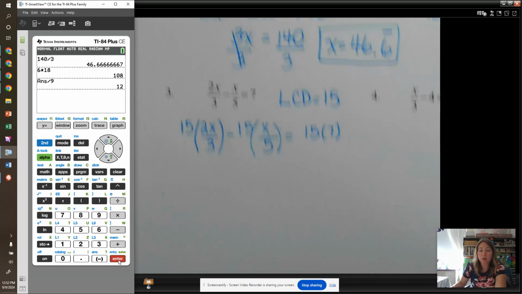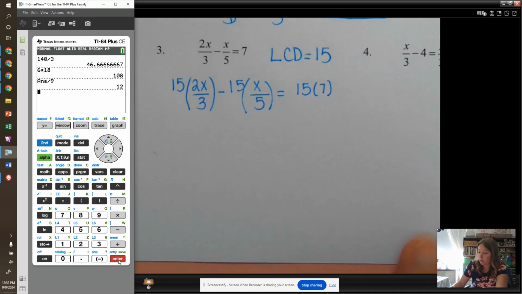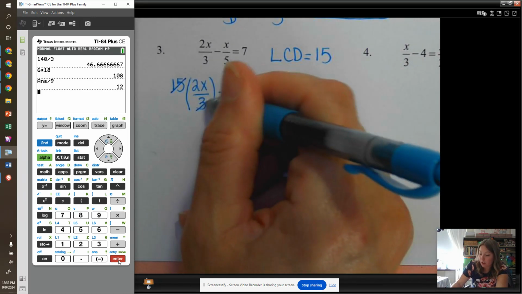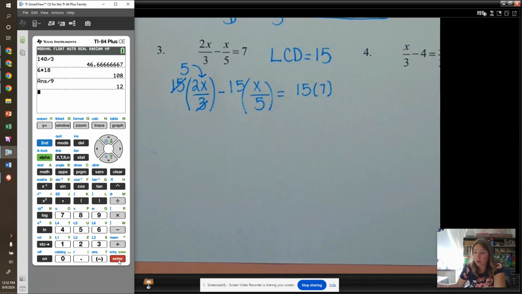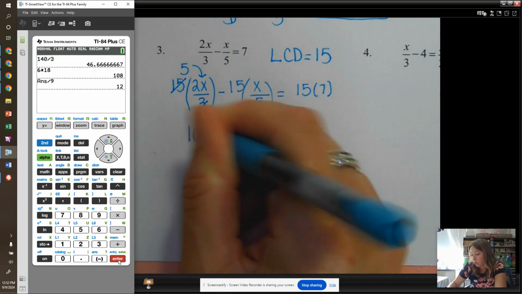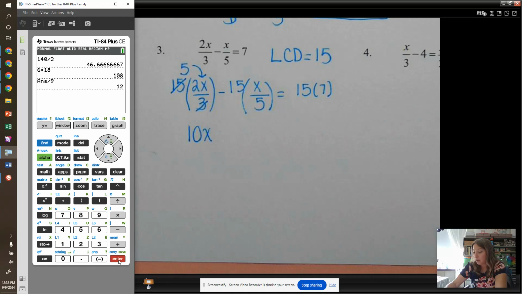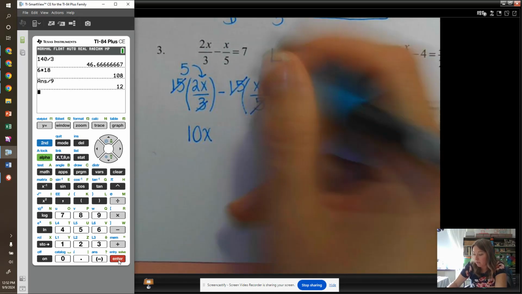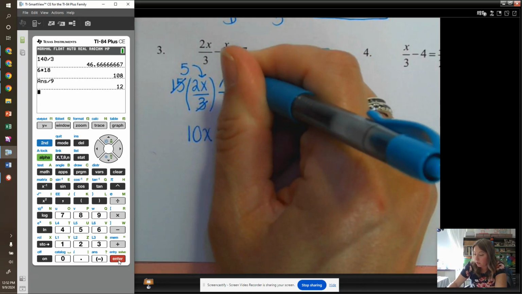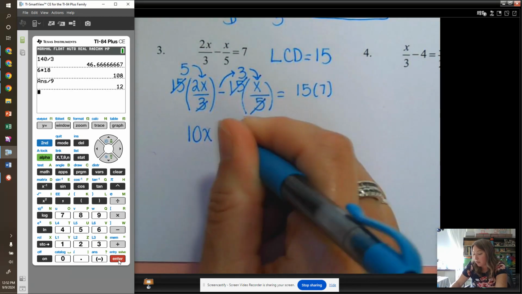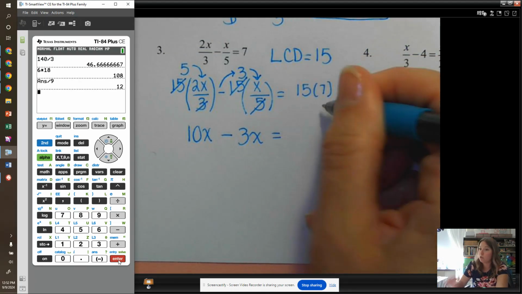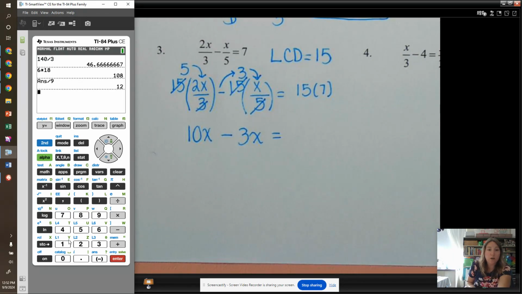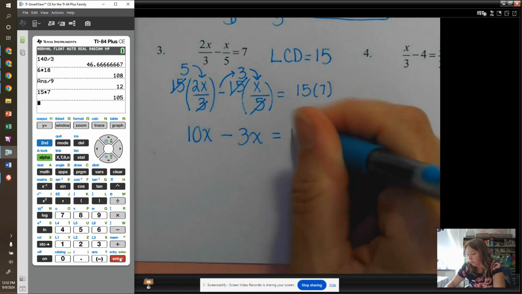Okay, now remember, the LCD cancels out with denominators. So 15 divided by 3, 5 is left over, and that now gets multiplied by the numerator. So I get 5 times 2x is 10x. 15 divided by 5, that cancels out to a 3, but it's negative. So negative 3 times x is negative 3x here. Bring down your equal sign. No denominator, no canceling. So we would have 15 times 7, which is 105.